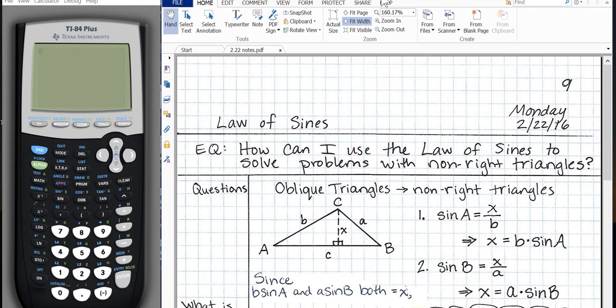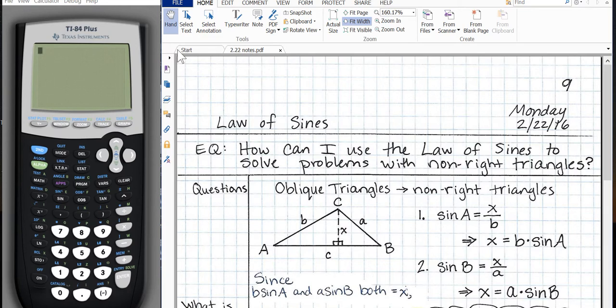Lately we've been working a lot with right triangles. We've done the Pythagorean theorem, the trig functions, sine, cosine, tangent, inverse trig, and application problems, all dealing with right triangles. So today we're going to take a look at, well, what about those non-right triangles? The triangles that maybe all three angles are acute, or we have two acute angles and one obtuse.